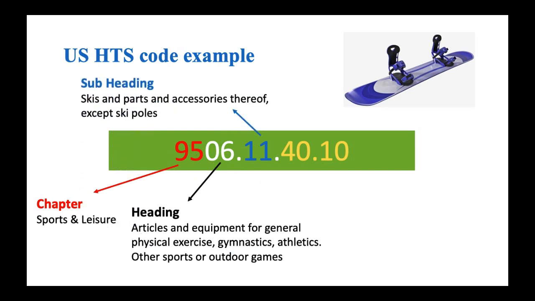The third 2 digits represent the subheading. Subheading number 11 here further specifies that this is skis and parts and accessories thereof, except ski poles. So our first 6 digits of the harmonized code are 950611. Now the last 4 digits are country-specific. In this case, its classification is 4010 for other skis and snowboards. For U.S. importers, remember that it is very important that you know your specific HTS code, especially the country-specific tariffs.